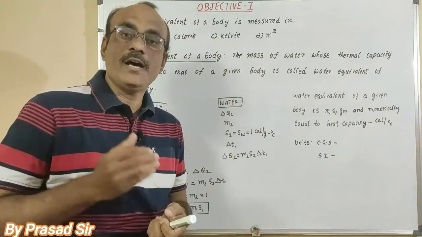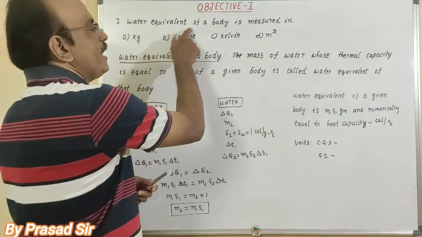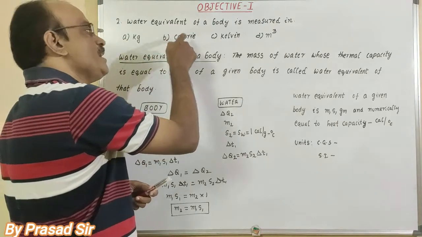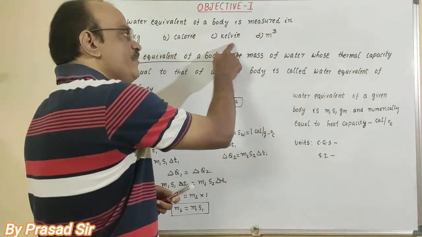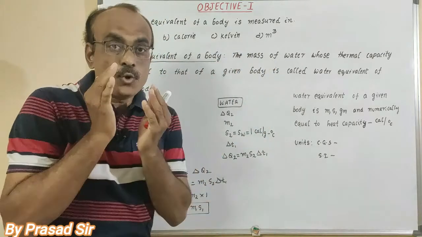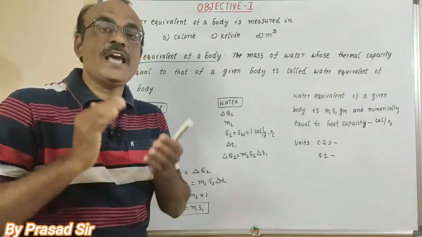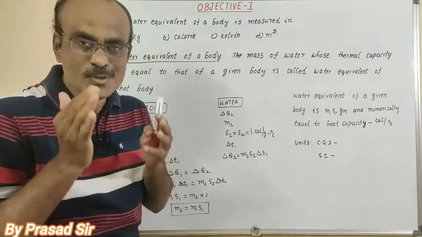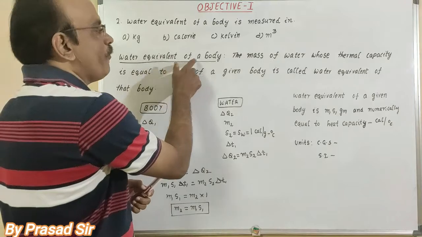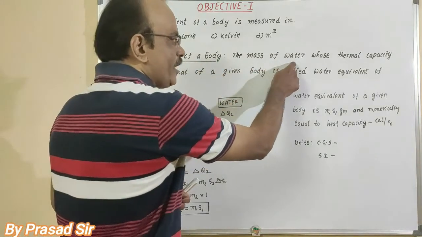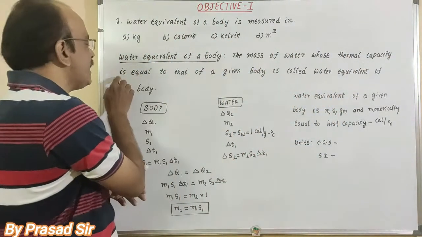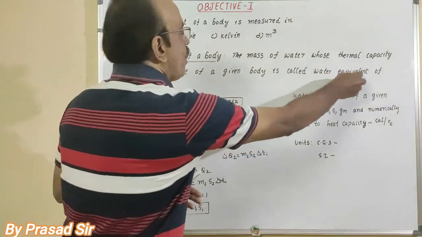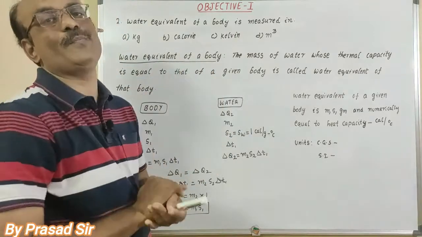Question number 2. Water equivalent of a body is measured in option A kilograms, option B calorie, option C Kelvin, option D meter cube. To answer this one, first of all we have to know what is meant by the water equivalent. The water equivalent of a body is the mass of water whose thermal capacity is equal to that of a given body.